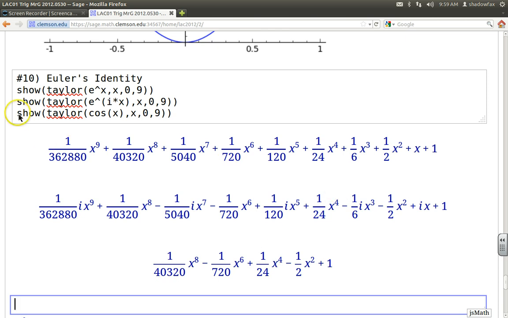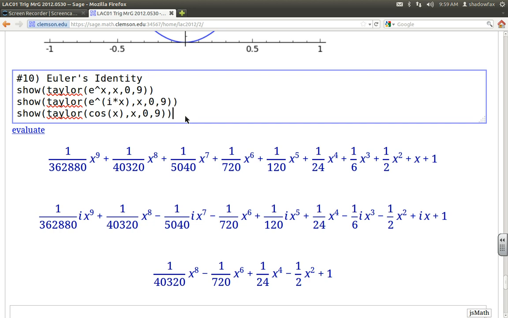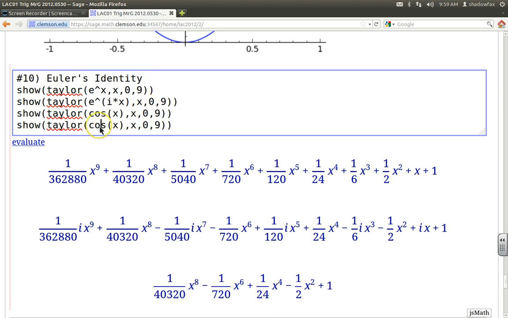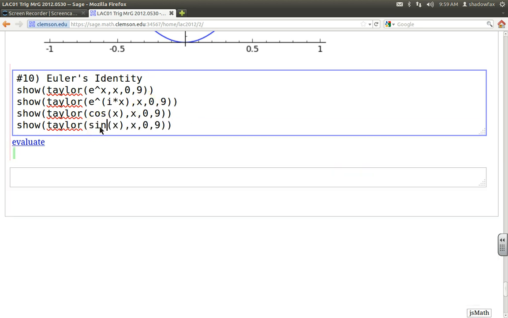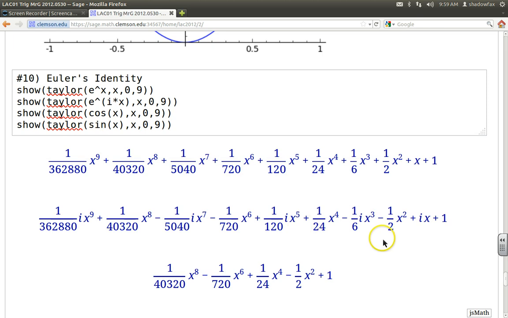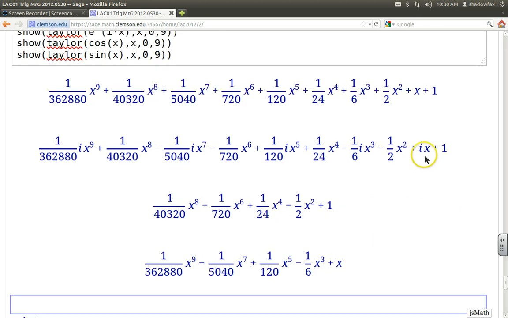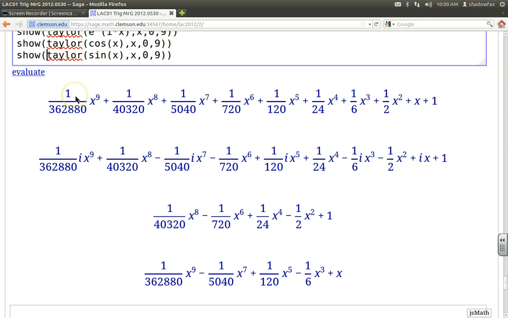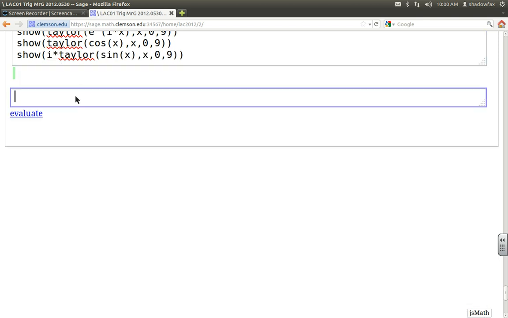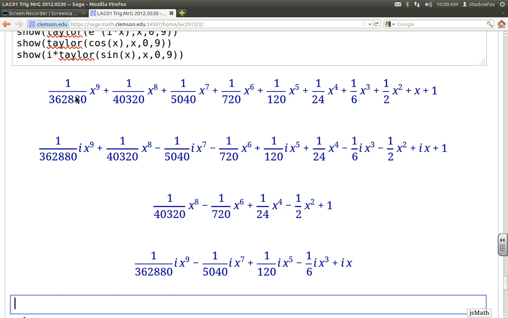Now, wait a minute, what about this? What if I put sine? I get the other part, right? x minus x cubed over 3 factorial plus x to the 5th over 5 factorial minus x to the 7th over 7 factorial plus x to the 9th over 9 factorial, right? Okay. What if I do this? What did I do?